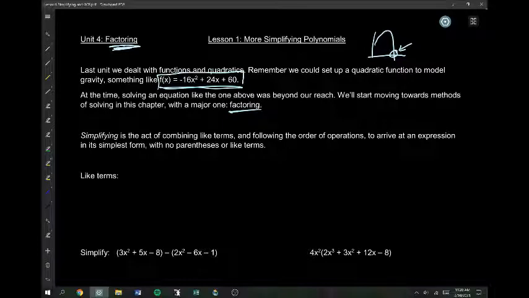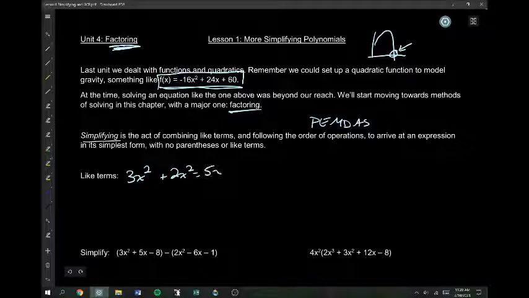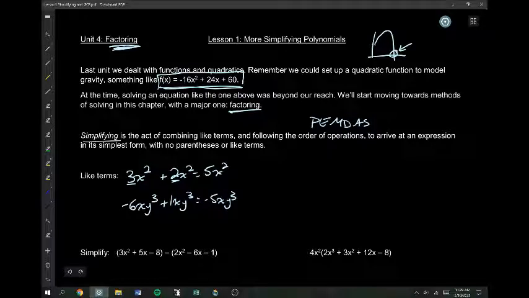So I want to make a clarity between the acts of simplifying and factoring. Simplifying is when you combine like terms and follow the order of operations in order to write an expression as simply as possible, where there's no parentheses, there's no like terms to combine. Remember that like terms have the exact same powers on the exact same variables. If you have like terms, you can add up the coefficients. So 3x squared plus 2x squared is 5x squared, and negative 6xy to the third plus 1xy to the third would become negative 5xy to the third, because I'm adding negative 6 plus 1 to get negative 5.